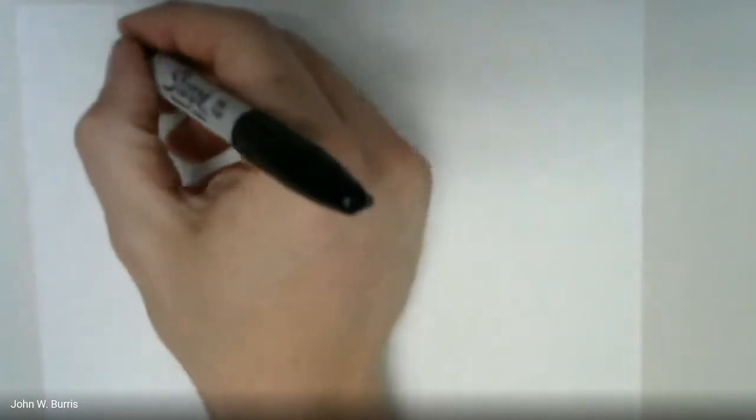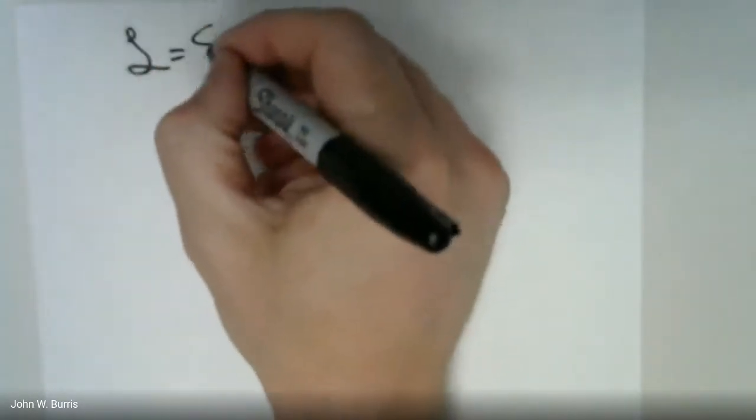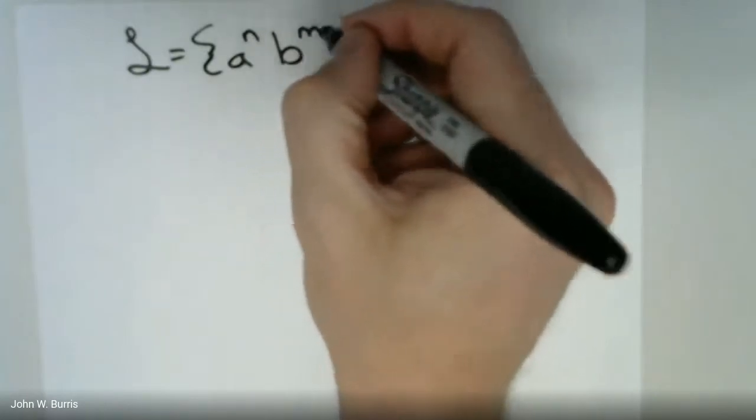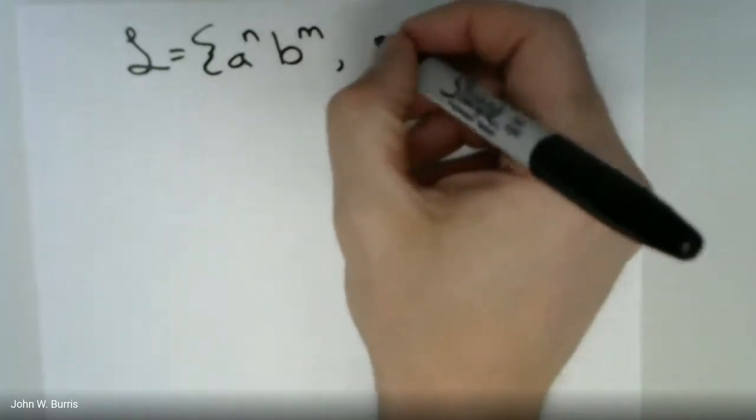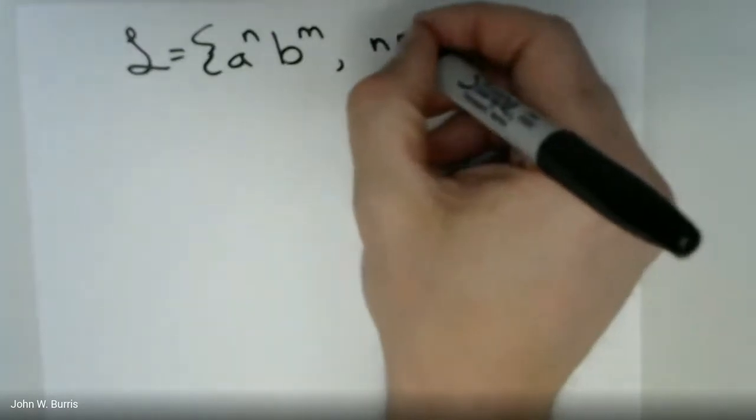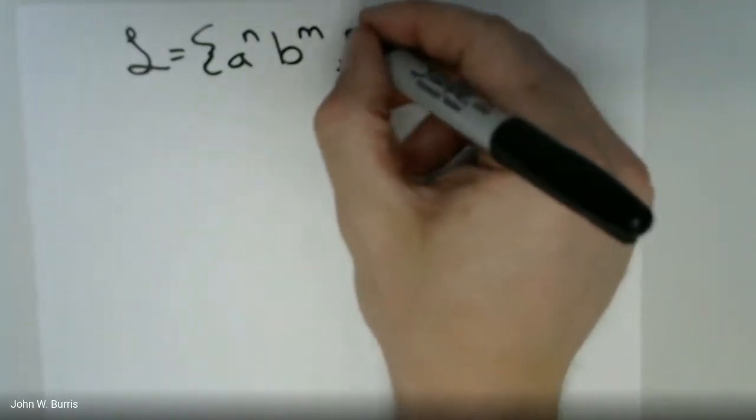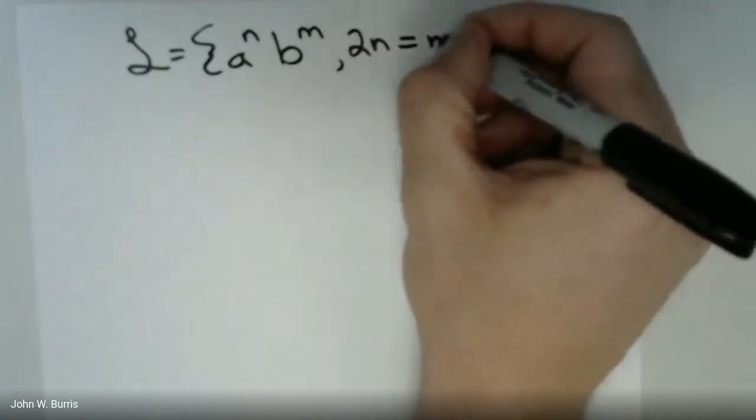Let's do the language L, where it's A to the N, B to the M, and N is equal, I'm sorry, 2n is equal to m.